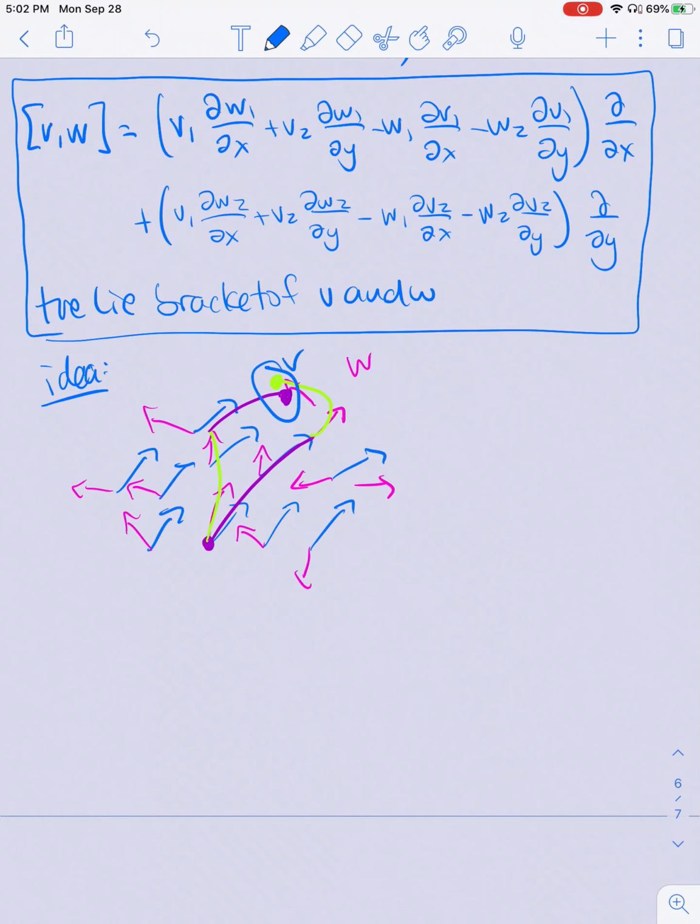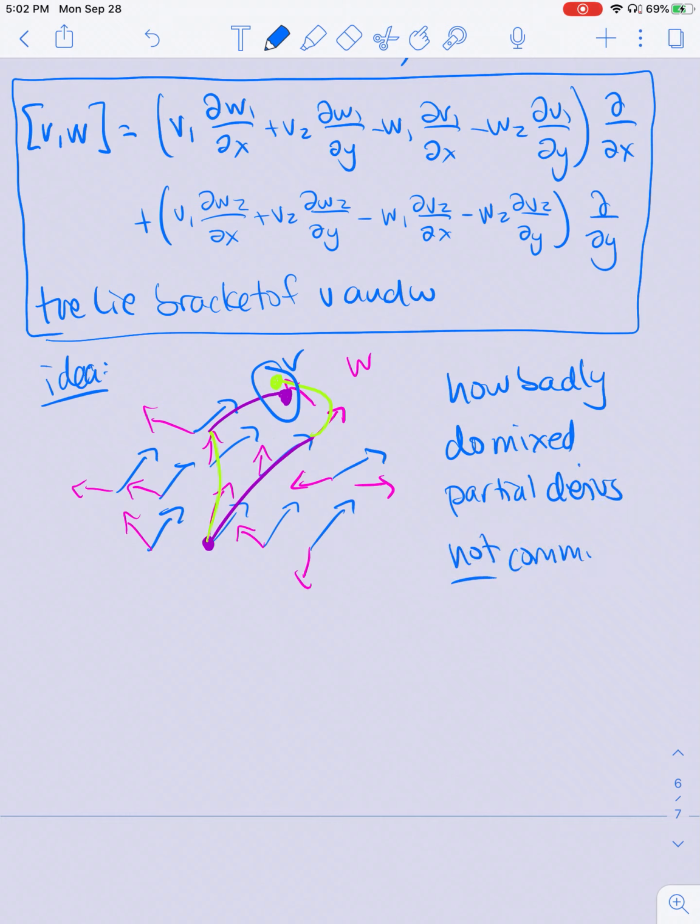It's telling you how badly mixed partial derivatives do not commute. So you'll notice you have a worksheet problem that asks you to compute the Lie bracket of just coordinate vector fields, and you'll get that it's 0, because mixed partial derivatives, when you're differentiating with constant vector fields, are always going to commute, but they won't necessarily if your vector fields vary. Okay, so how do I take a mixed partial derivative? Maybe better to put that in quotes.